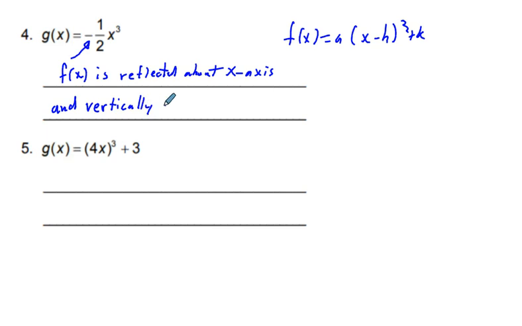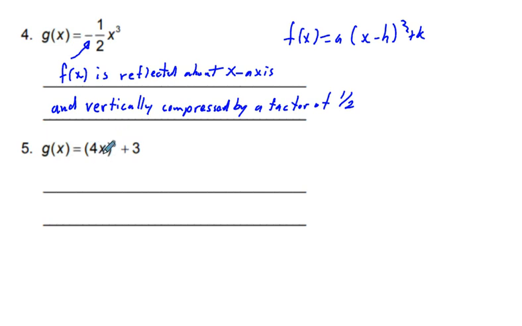Vertically compressed by a factor of 1/2. Now you possibly could have articulated these answers differently. 5, g of x equals quantity 4x cubed plus 3.